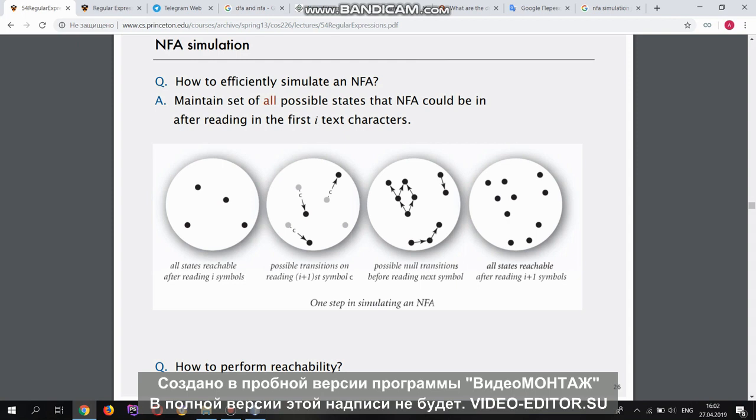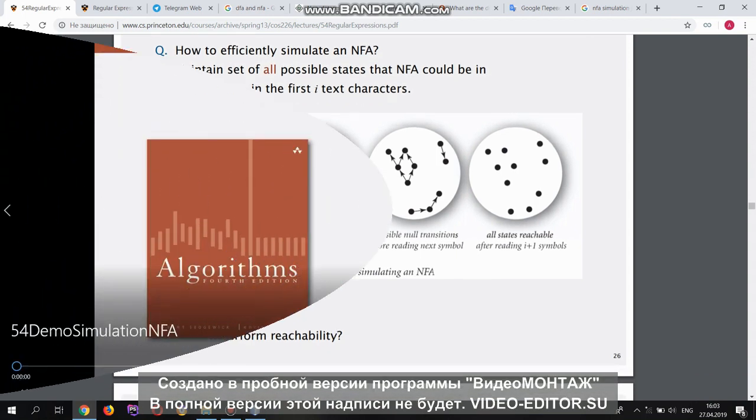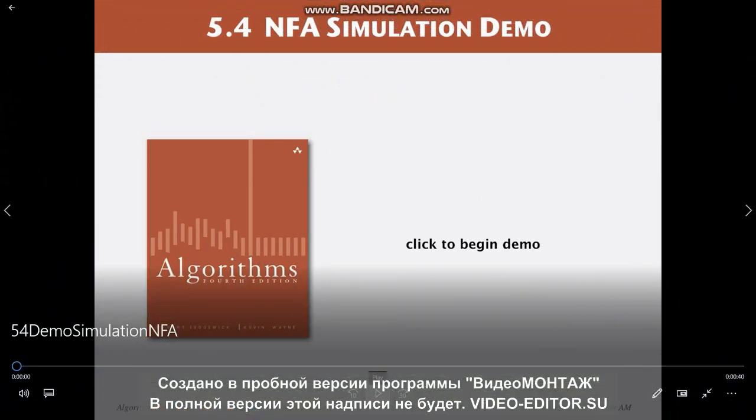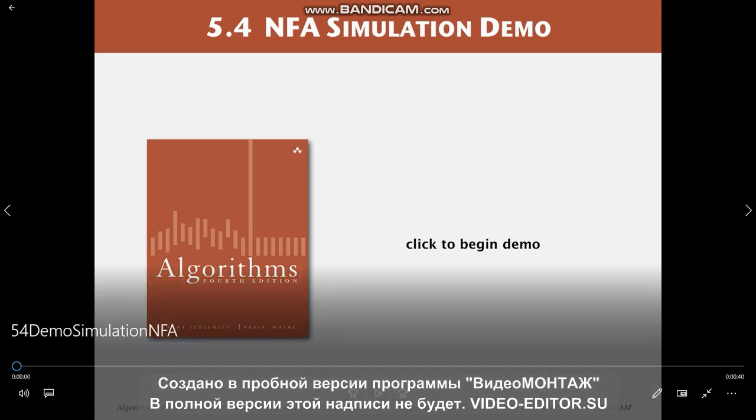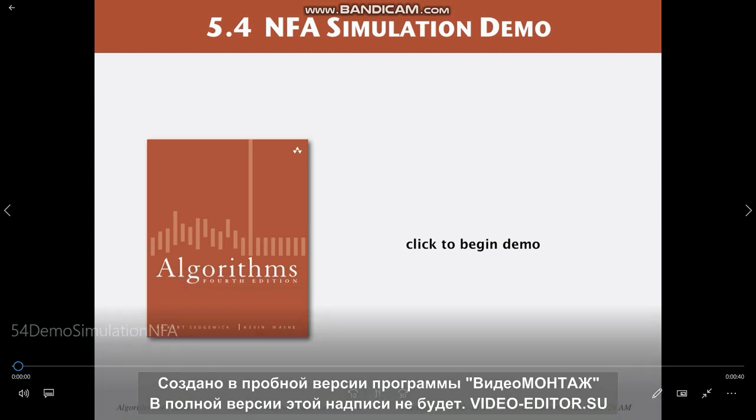The second is the possible transitions after reading the I plus one symbol C. The third is the possible null transitions before reading the next symbol, and the last is all states reachable after reading I plus one symbols. The next question is how to perform reachability. I've already explained with the closure expressions and the epsilon transitions and the match transitions and so on. So here we can see the NFA simulation.